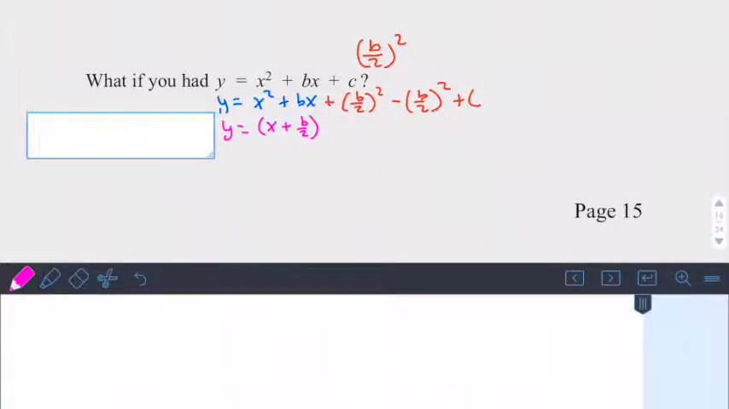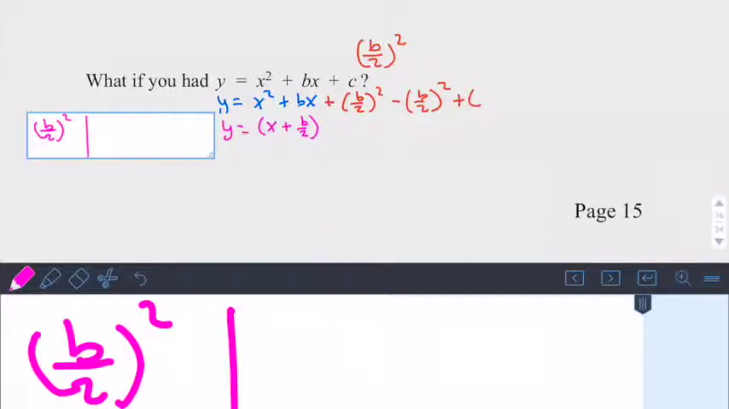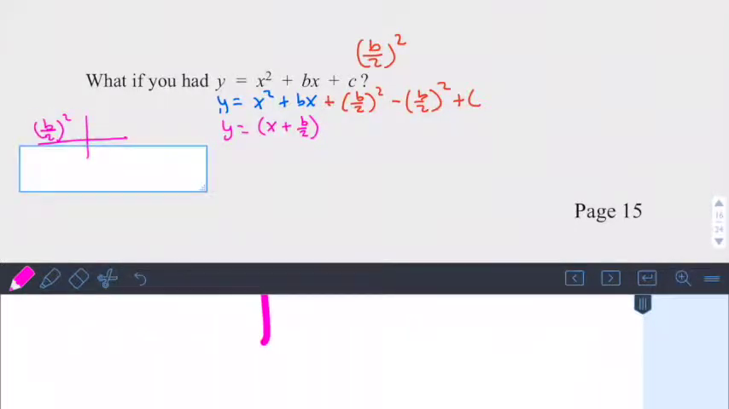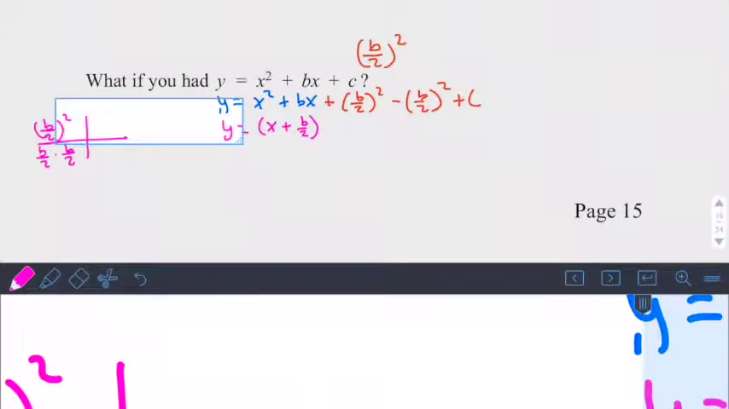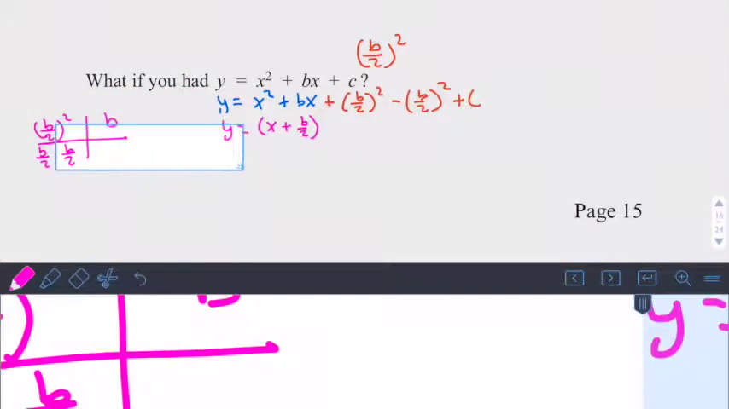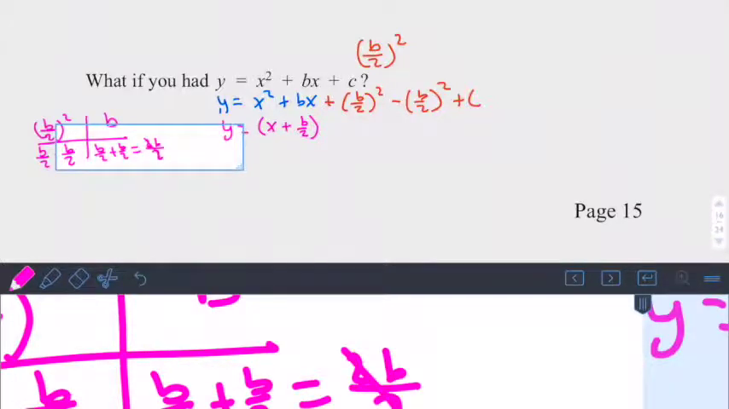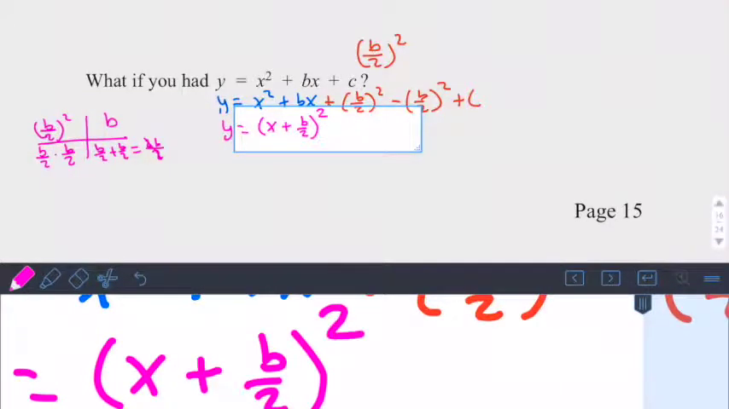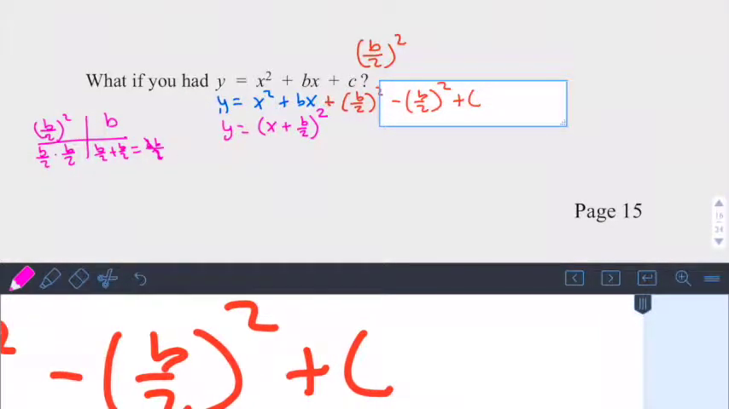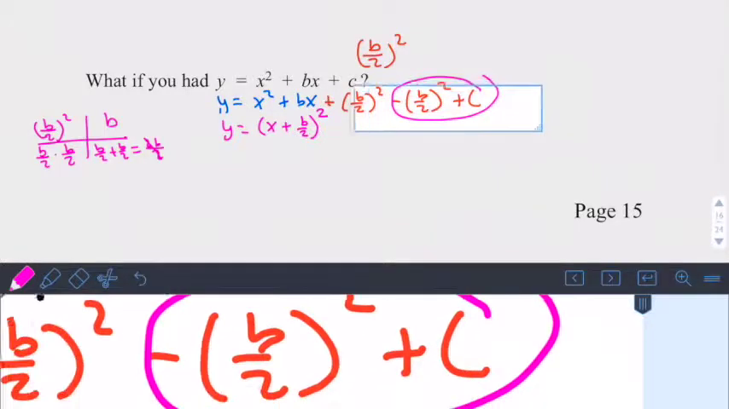And I can prove that using my table. B over 2 squared is what I want factors of, so b divided by 2 times b divided by 2 is b divided by 2 squared. And then our b term, well, b divided by 2 plus b divided by 2 is 2b over 2, which is just b. So that works as well. So you see where this comes from? And then this whole junk stays the same.